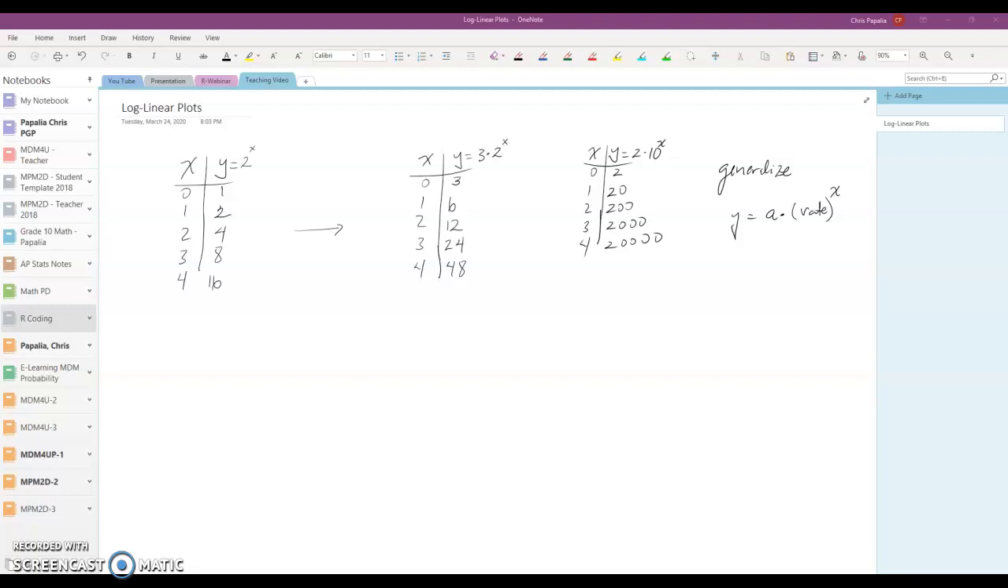So in this case, what we have here is x and y. Just to kind of refresh ourselves, this is y equals 2 to the power of x, an exponential function with a base of 2. And when x is 0, 2 to the power of 0 is 1, 2 to the power of 1 is 2, and so on. We can see that this is doubling with each successive x increase.